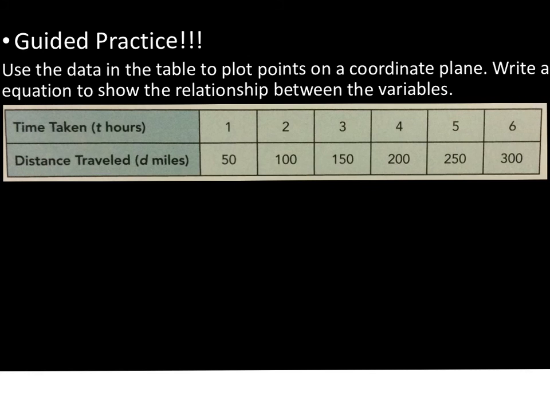Alright, last one. It says use the data in the table to plot points on a coordinate plane. Write an equation to show the relationship between the variables. So here they've given you a chart. They want you to write an equation based off of the chart and then plot the points. So let's go ahead and just plot the points first. So we have time taken in hours and distance traveled. So I'll go ahead and make this my time. I'll make this my distance.